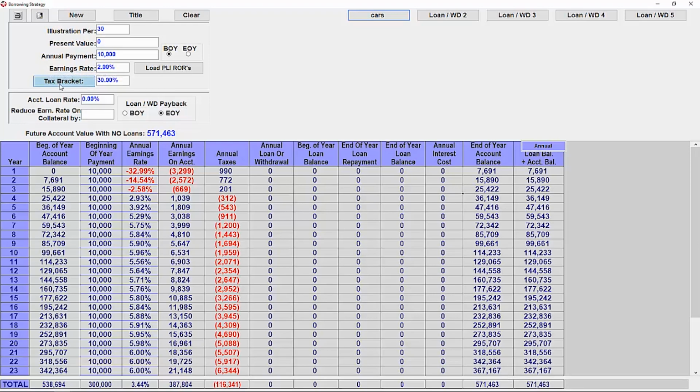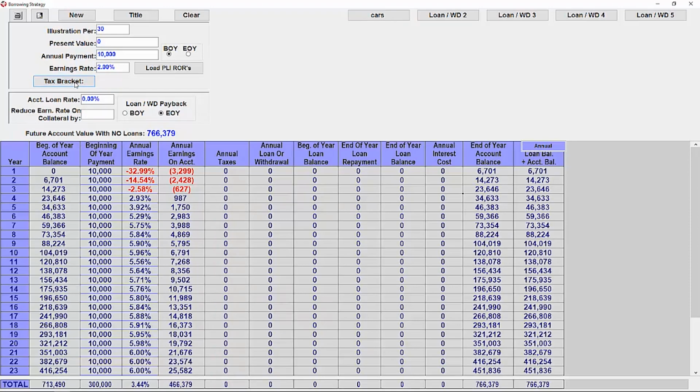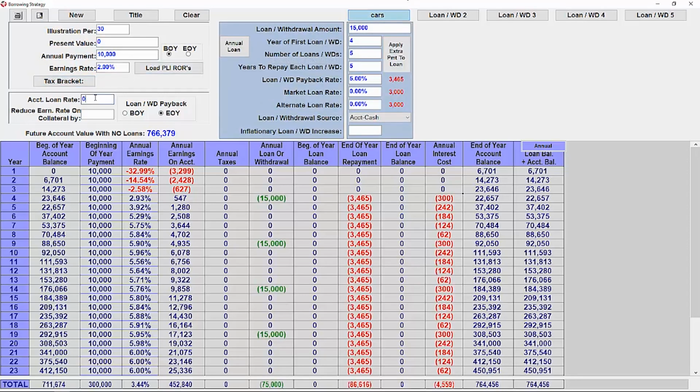But we also have to remember that with this life insurance, when money is put in after tax, it's going to grow tax deferred, and we can use it tax free. So really, we're not going to pay taxes on the growth. So we're going to take out the 30% tax rate, which now brings up our account to over $766,000. All right, so now we're going to buy those same exact cars, and we're going to have a loan rate of 5%.